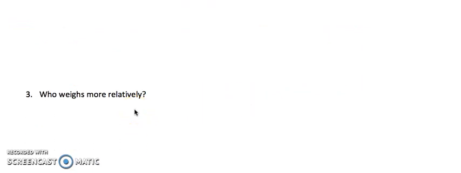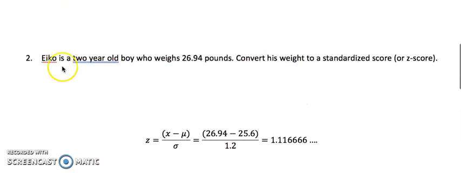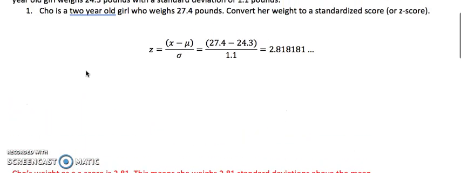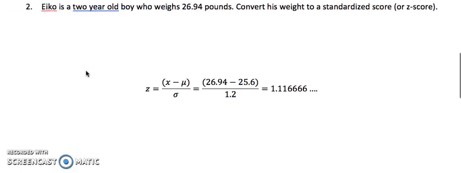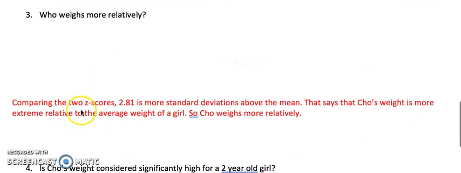Now that we found the z-scores for both of the children, who weighs more relatively? Well, we can see that the boy weighs 26.94 pounds and the girl weighs 27.4 pounds. We're not actually asking who weighs more. We're asking who weighs more relative to their mean. So if we actually compare the two z-scores, 2.81 is more standard deviations above the mean. It's more extreme than the 1.12. So since this 2.81 is more extreme, that says that Cho's weight is more extreme relative to the average weight of a girl. So Cho weighs more relatively.